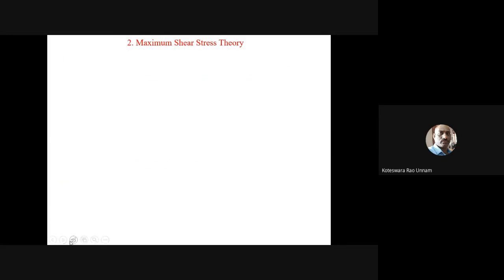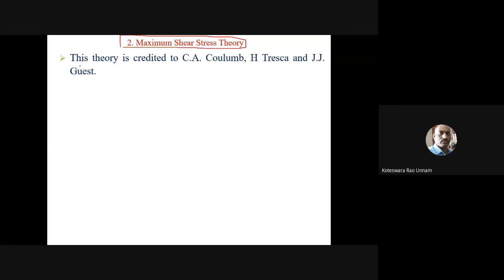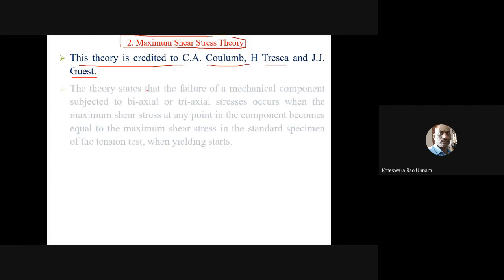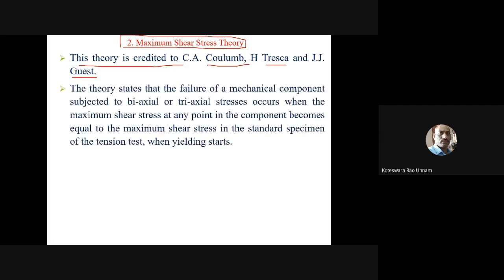So the next failure theory is the maximum shear stress theory. The first one we took is the maximum normal stress theory, and the second one is the maximum shear stress theory. Like I already told, this theory is credited to Coulomb, Tresca and Guest, so it is also called Tresca's and Guest theory. Now, according to this theory, how can we define the failure?